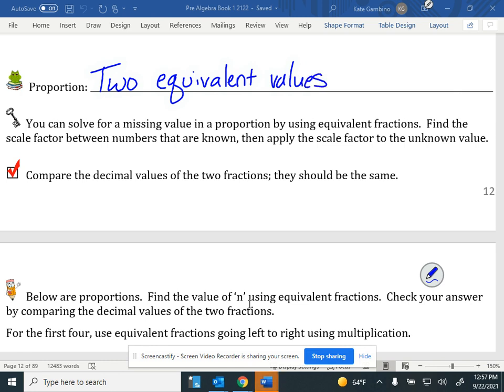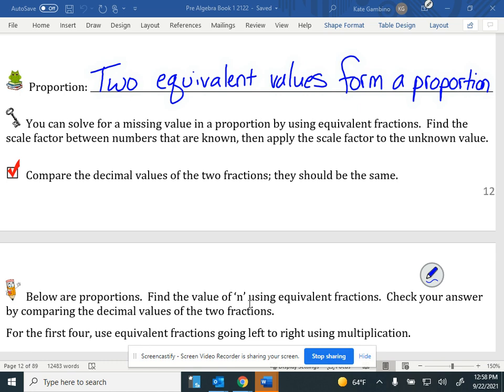form a proportion. So you can solve for a missing value in a proportion by using equivalent values. Find the scale factor between numbers that are known, then apply that scale factor to the unknown value. So what does that mean?